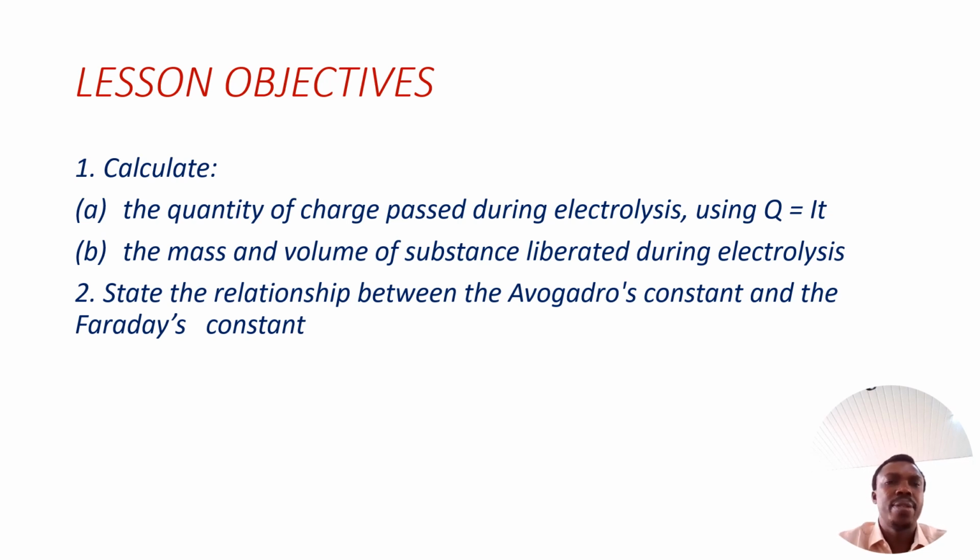Then our lesson objectives for today's class. We're looking at calculations based on the quantity of charge passed during electrolysis. We're also going to calculate the mass and volume of substance liberated during electrolysis. Then we're going to look at the relationship between Avogadro's constant and Faraday's constant. We'll state the relationship between both constants and also calculate the Avogadro's constant and the Faraday's constant using the relationship between them. So please, I want us to listen attentively and get the best of this lecture.